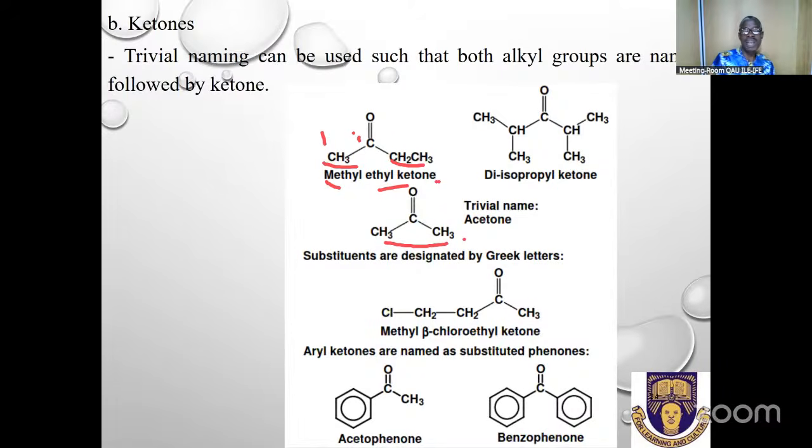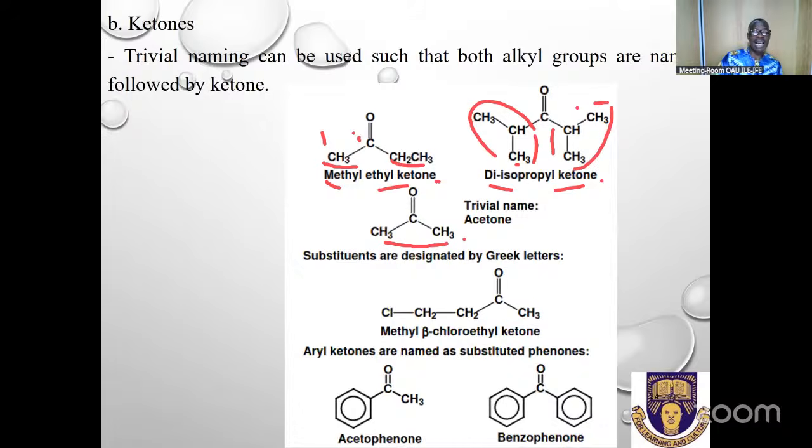Then let's look at this one. We have 2 isopropyl substituents on the carbonyl. So this one is diisopropyl ketone. The trivial name is diisopropyl ketone.